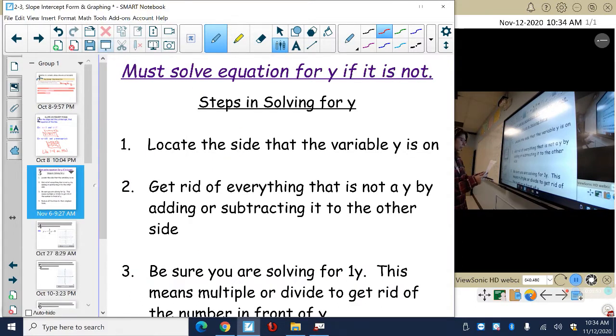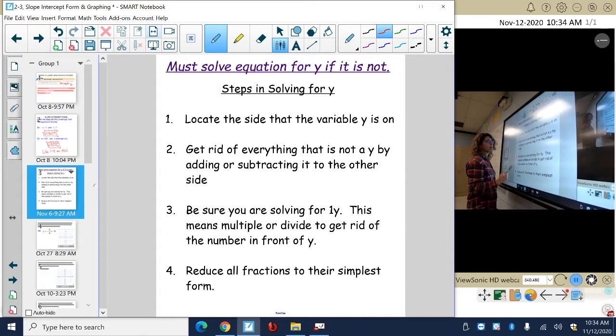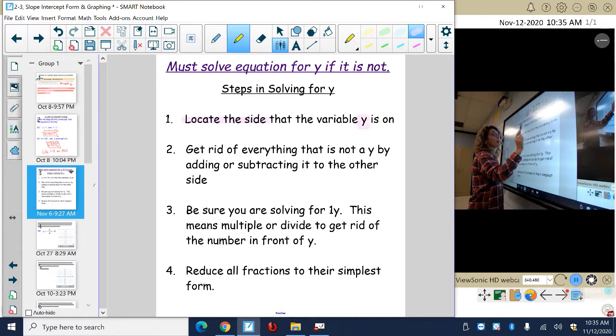Now next, same exact thing. You must solve the equation for y if it is not already. So steps in solving for y. Super important that your brain says, okay, let's locate the side that the y is on. Then your goal is to isolate the y.